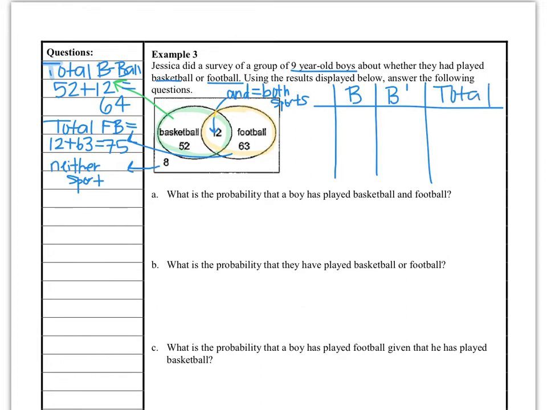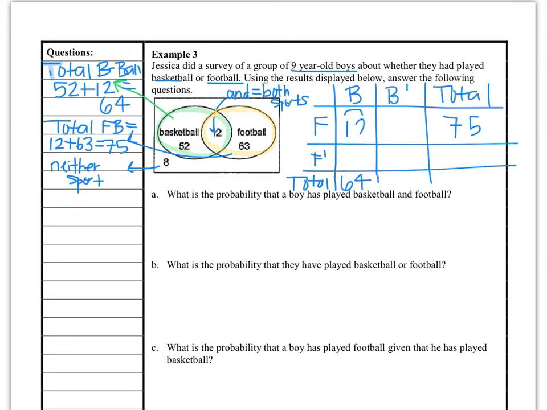And then I've got football and not football, and then total. And then we've got the total football players is 75 players, and then the total basketball players down here at the bottom is 64. And then the intersection of the two, so this is the football and basketball players, is 12.